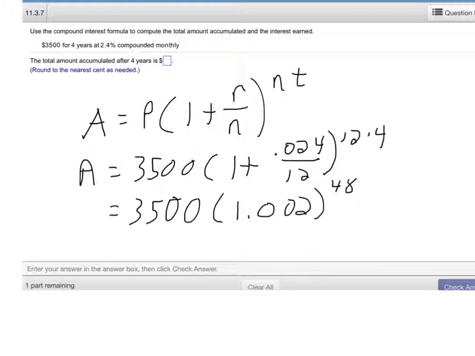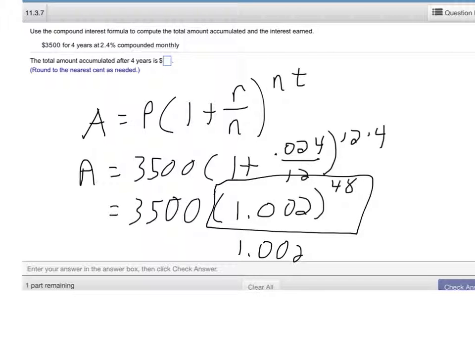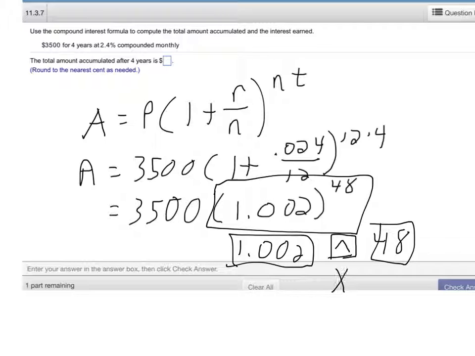Depending on the type of calculator you have, to take care of this part here, you're going to have to type in 1.002. Maybe you have a caret button on your calculator, and then you hit 48 and enter. Or you may have an X to the Y button or a Y to the X button. Okay, it's not multiplication. That's where the problem is.